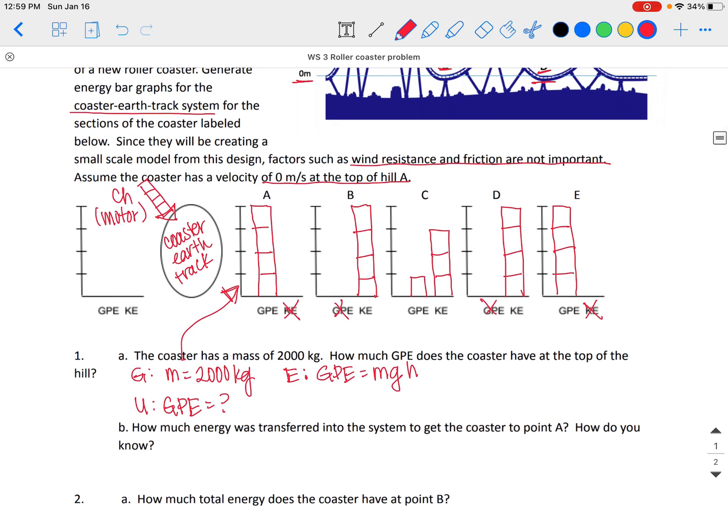So I am going to plug in my solving, which is a mass of 2,000 kilograms. Obviously, gravity is 9.8 meters per second squared, as we've always had it. And the height is going to be 40 meters. If you multiply all of that together, you get a total of 784,000 joules.